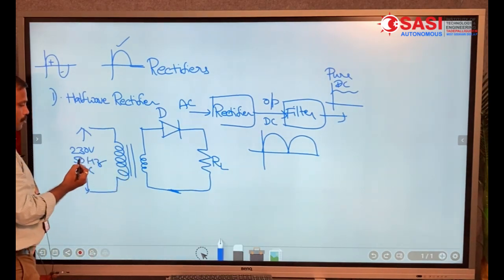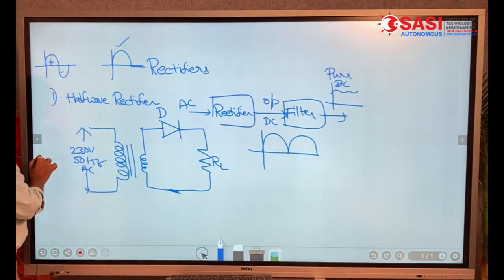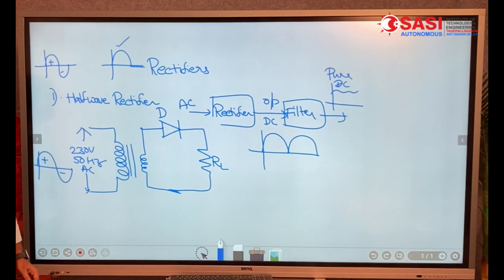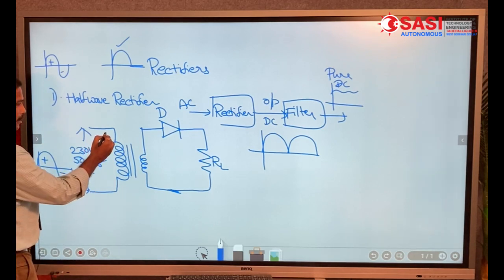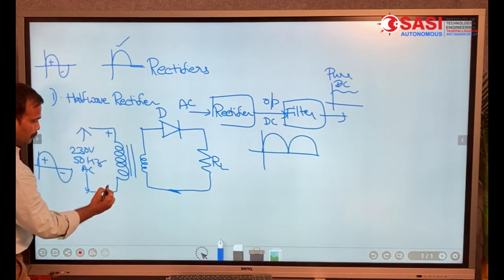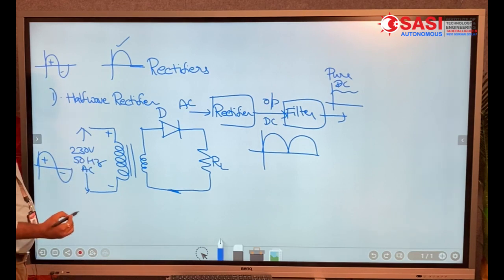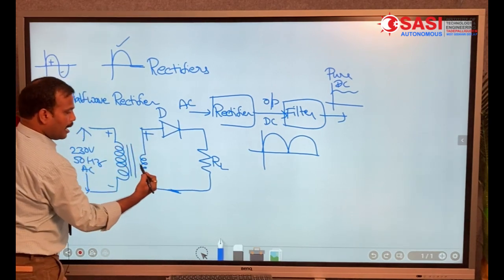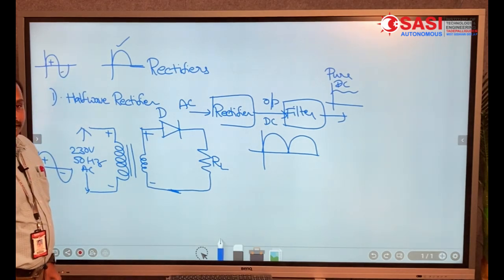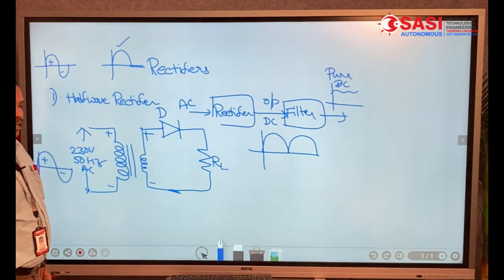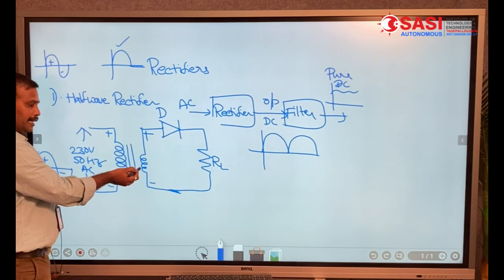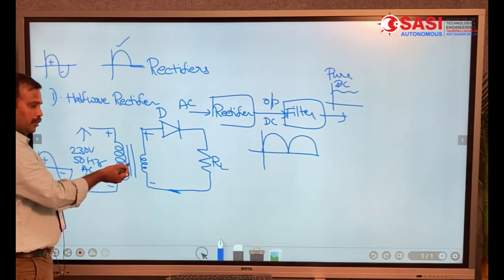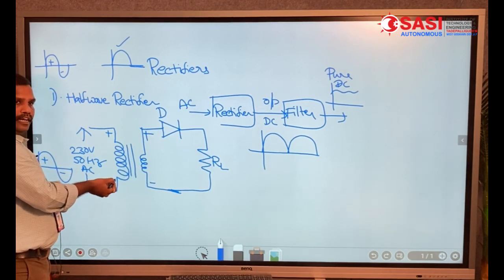Now here the input has two half cycles, positive half cycle and negative half cycle. For the positive half cycle, this point becomes positive and this becomes negative. The same polarities are established at the secondary winding of the step down transformer. Step down transformer means the secondary winding has less number of turns compared to the primary winding.